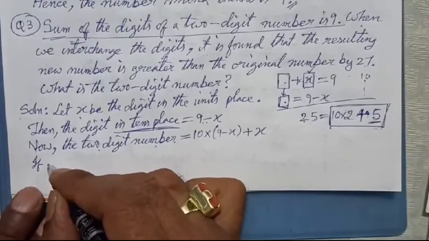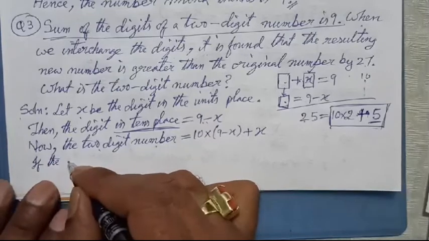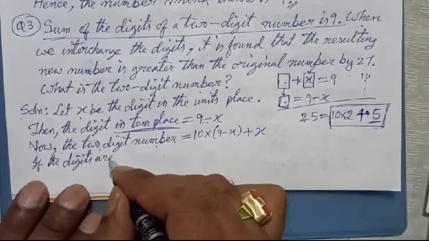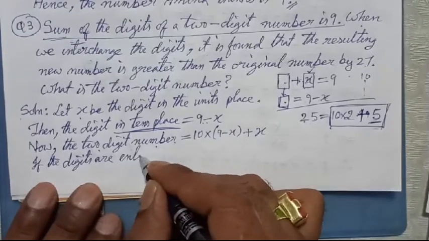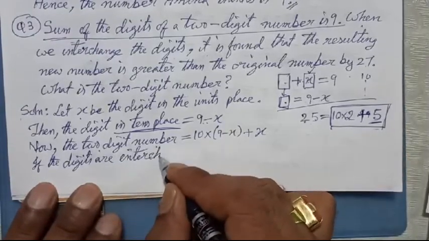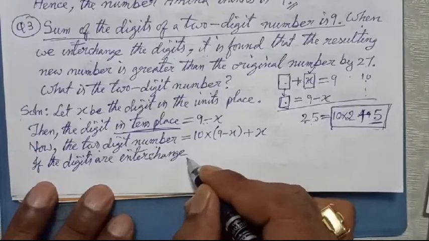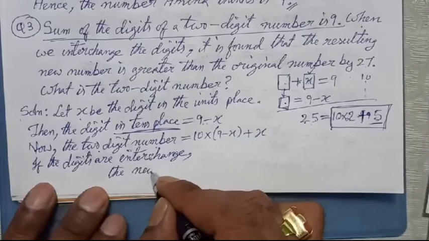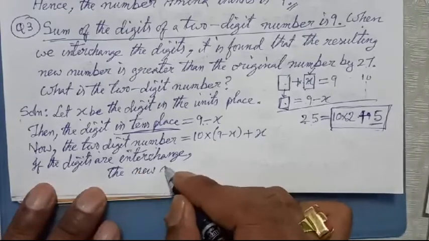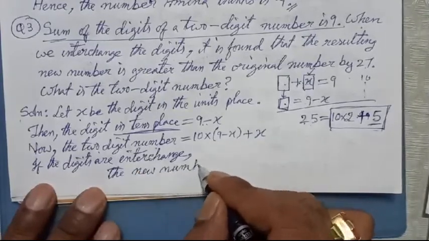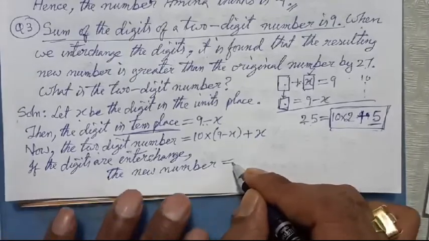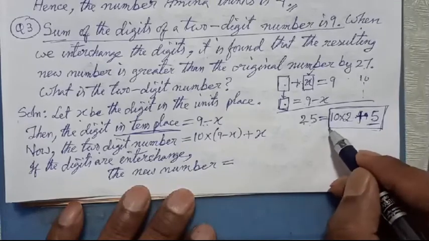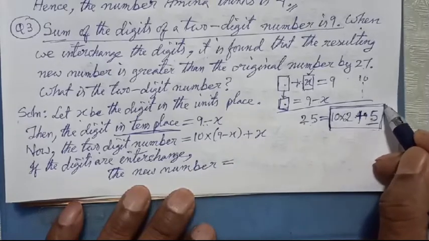If the digits are interchanged, the new number is equal to... we have to write it down once again in expanded form.